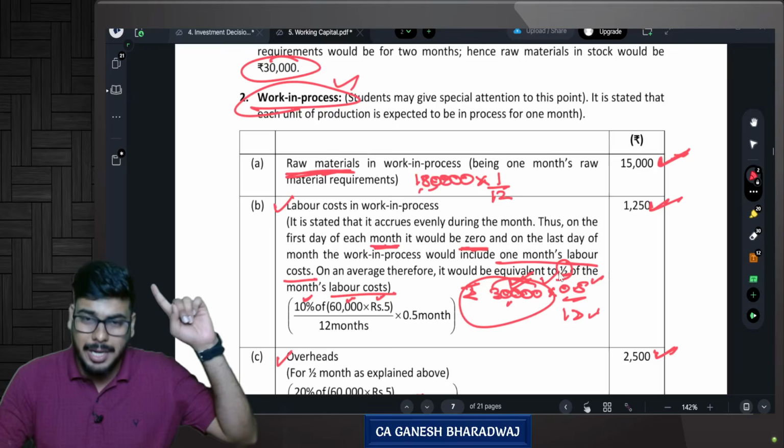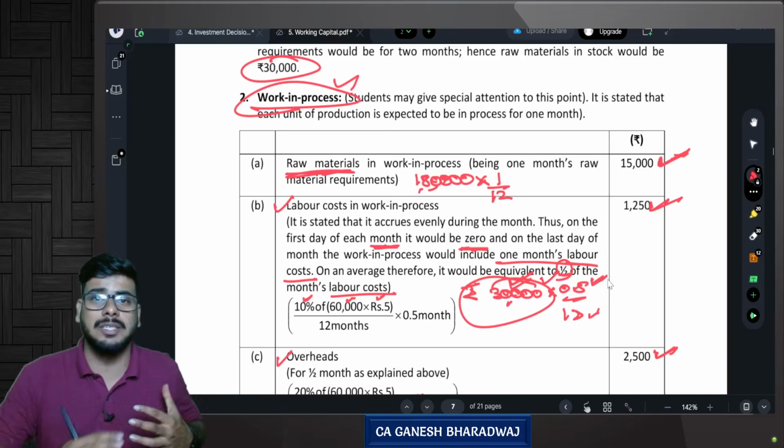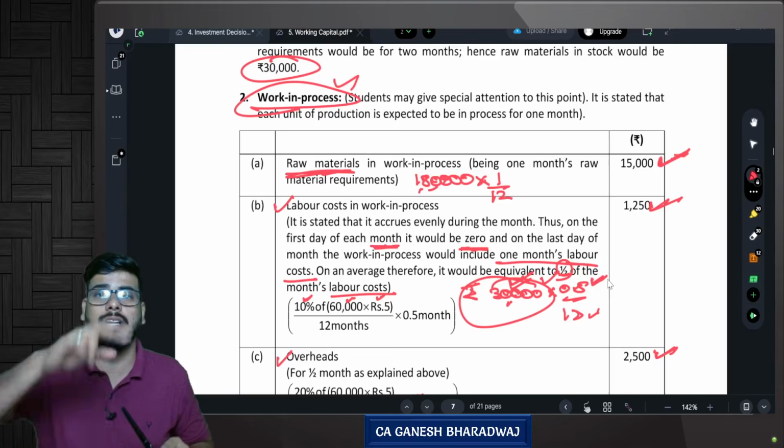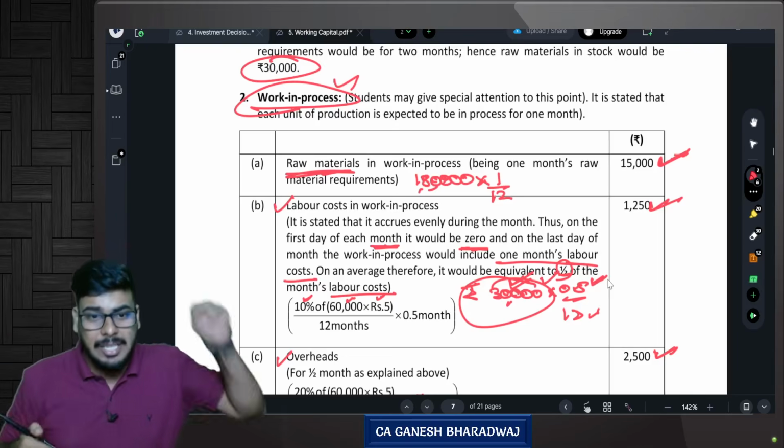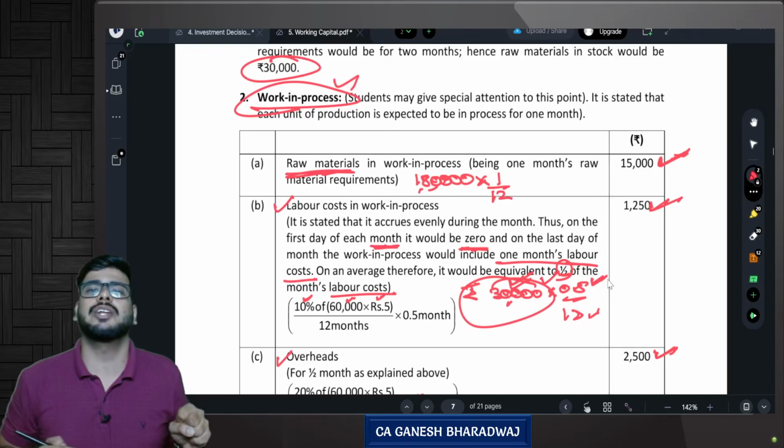This is for 1 year. I just need to bring for 0.5 months. That is only a part of this particular cycle. Once this cycle gets over, it will generate cash to fund the next cycle. Are you clear with this?